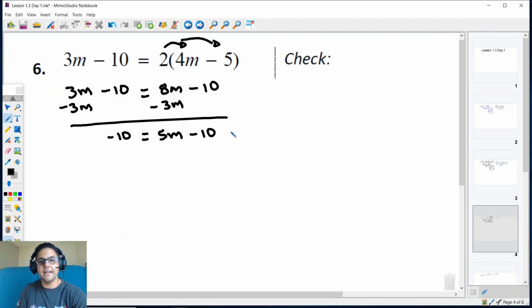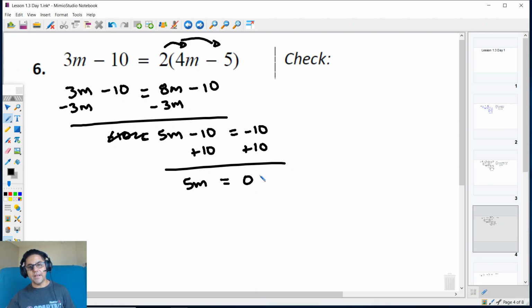But wait a minute, I don't like it again, so I'm going to move it over here. All right, this looks like a better problem. Add 10 to both sides. And you may be saying, wait a minute, Mr. Murillo, this is going to give me a 0. That is allowed. You can have 0 there.